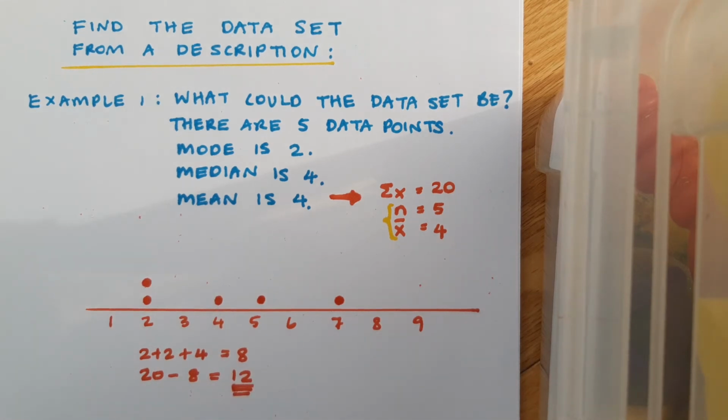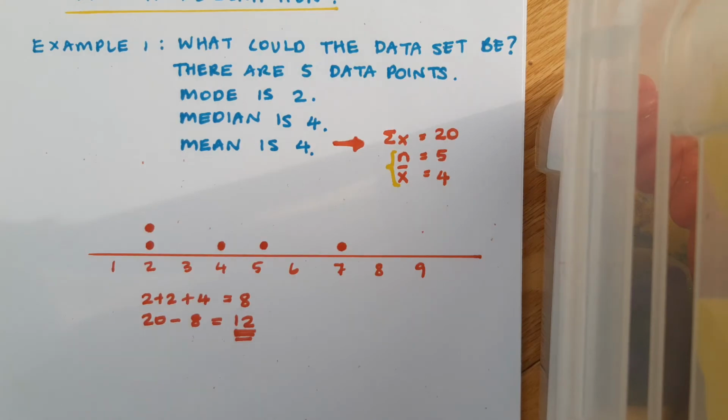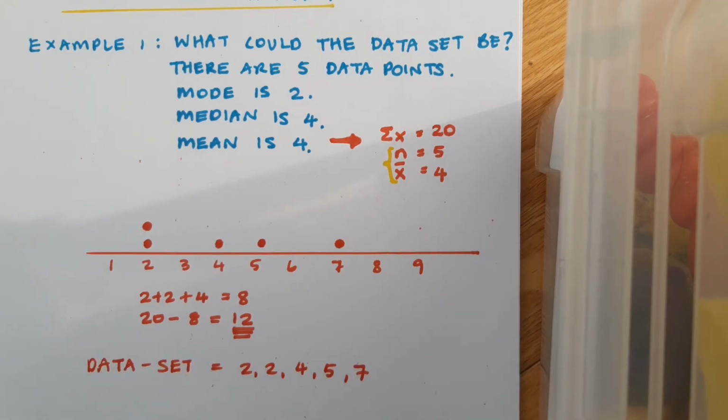When you're drawing a line plot of this type, it's a good plan to do it in pencil, because sometimes you might try a combination of values and then realize, oh, that won't work because I've messed around with mode or something like that. So if you've got it in pencil, you'll be able to rub it out and correct it. I'm going to finish that one up then by listing my data set. My data set here is 2, 2, 4, 5 and 7.